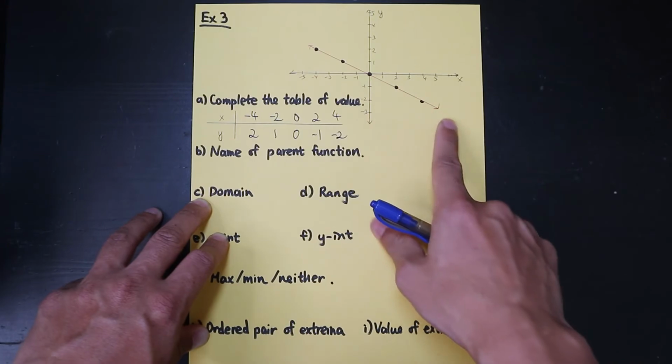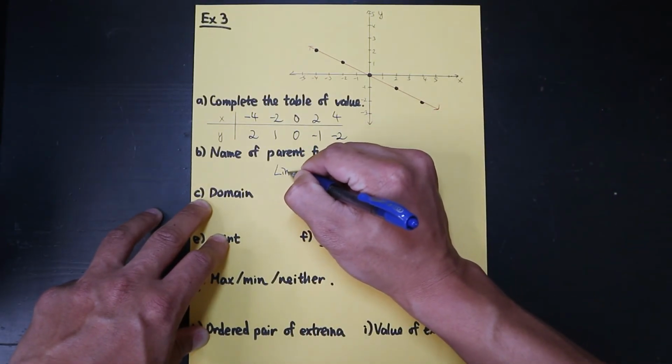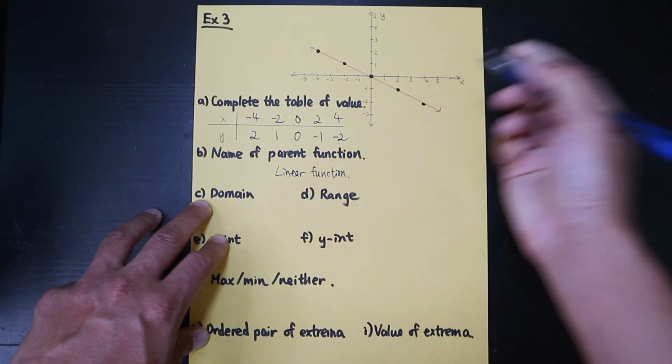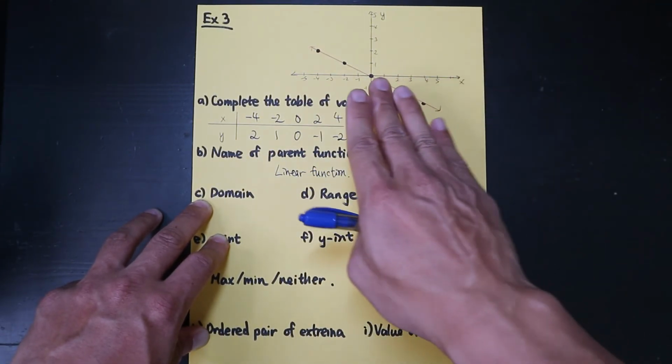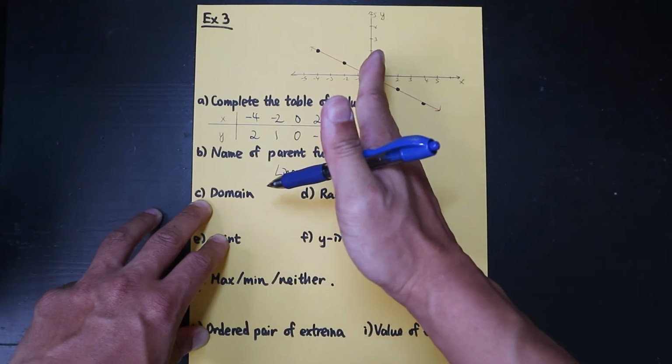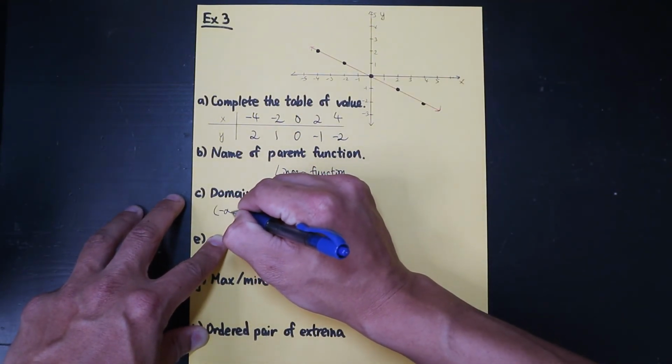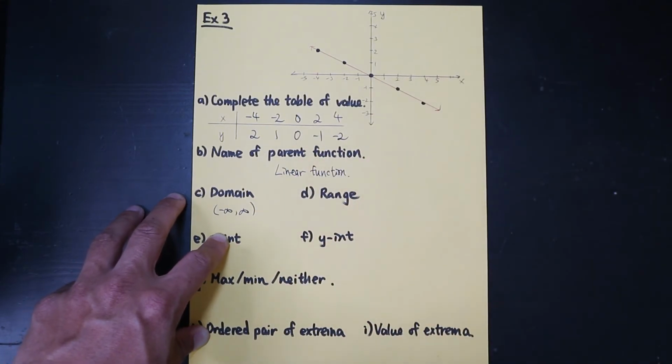Well, since this is a straight line, the name of the parent function is a linear function, which you have been learning since middle school. Then the domain looks like this line is extending to the left all the way and extending to the right all the way with arrows on both ends. So it's going to be -infinity to +infinity.